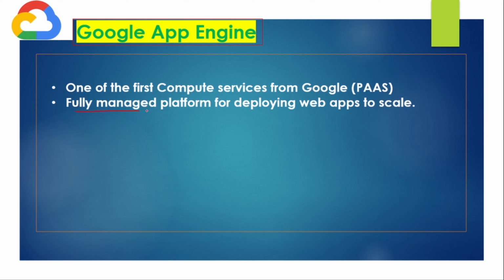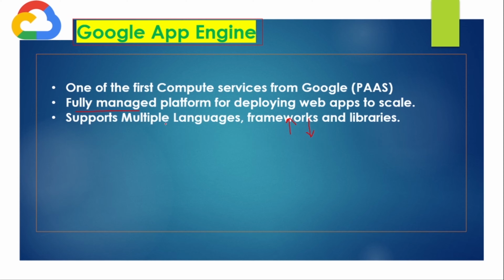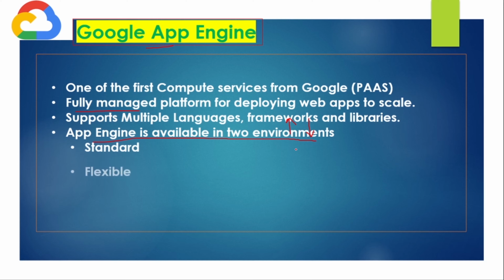They just have to bring their code, and when the traffic comes in, App Engine is responsible for scaling up the containers for the number of requests, and when the traffic is down it is responsible for scaling down, right? So it's a fully managed platform and it supports multiple languages, maybe Java, Python or PHP or any other language. It is very well supported. You can write your code in any language and bring it to App Engine, and it will be responsible for running your code. App Engine is available in two environments, standard and flexible, right?